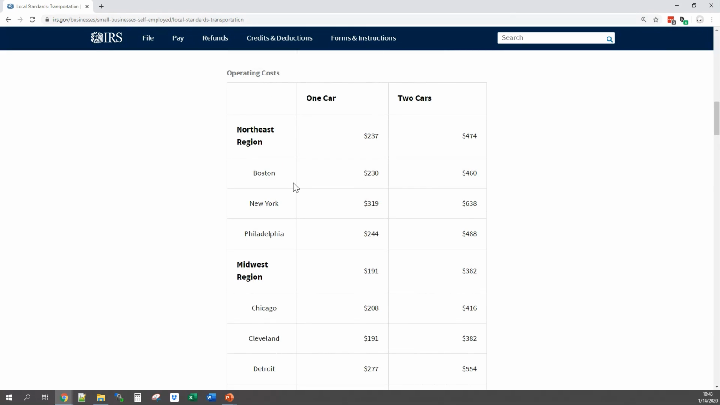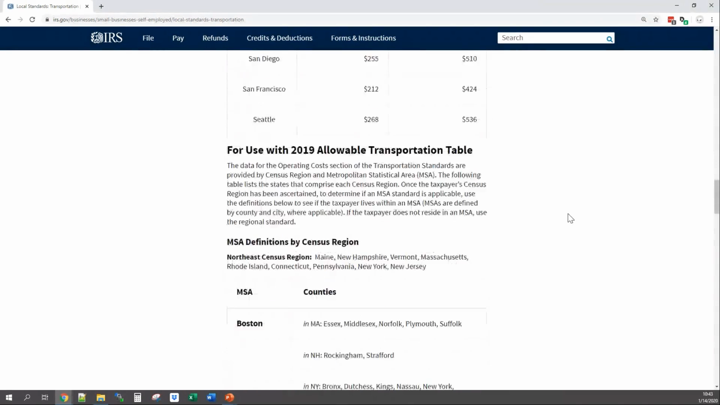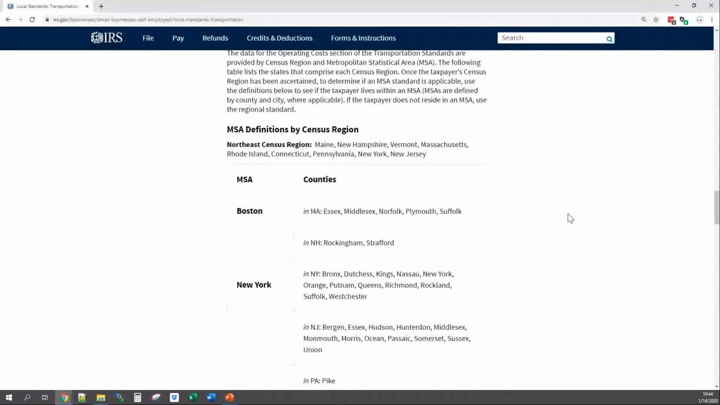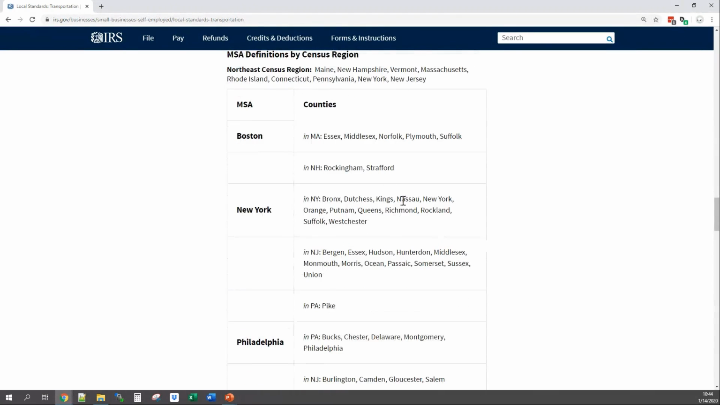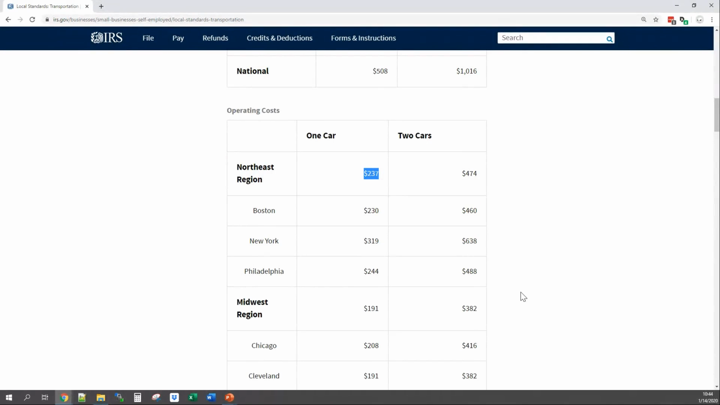So how do we know what makes up, quote unquote, Boston? What is Boston? Heck, what is the Northeast region? Well, the IRS provides us a nice table of what these are. So the Northeast census region includes Maine, New Hampshire, Vermont, Massachusetts, Rhode Island, Connecticut, Pennsylvania, New York, and New Jersey. And so if your taxpayer is in one of these states, but they are not in one of these big metropolitan areas, then they're capped at the $237 per month per car.